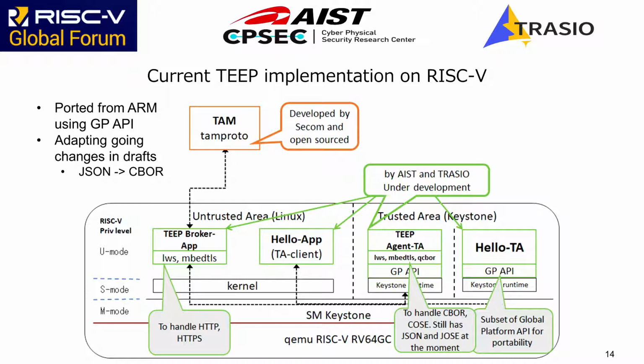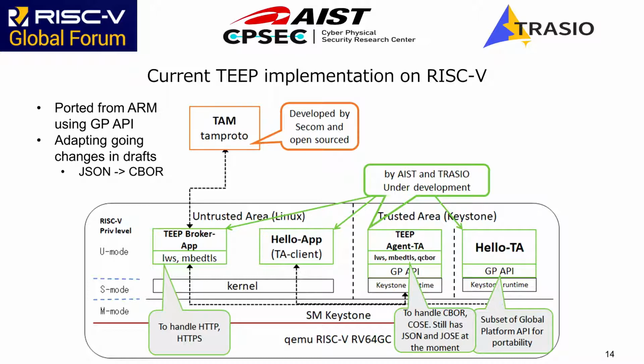So we had to change some of the libraries. The green portion below is developed by AIST and Taragio. It is under development. It's not open source yet, but we would like to open source it in the future. We're using QEMU RISC-V, RV64GC with SV39 virtual memory. The original RISC-V uses SBI, but this one uses a Keystone customized version of SBI running in M mode. And S mode is running the kernel: the Linux kernel on the Linux side and the Keystone runtime on the TEE side.